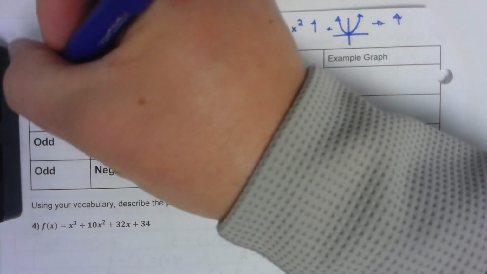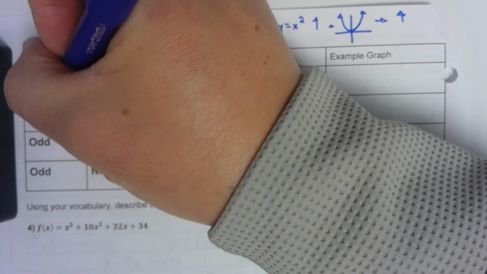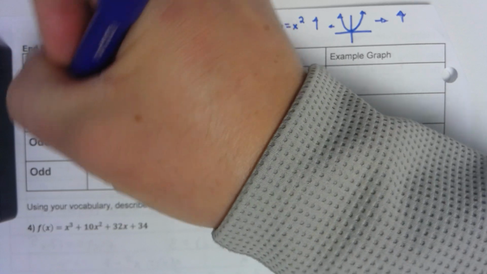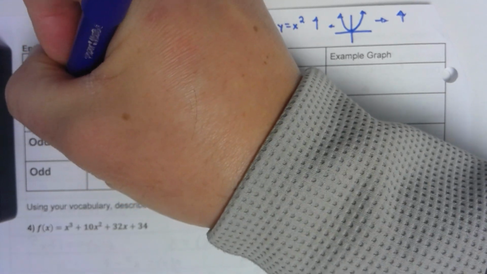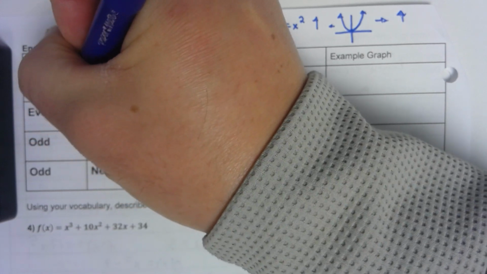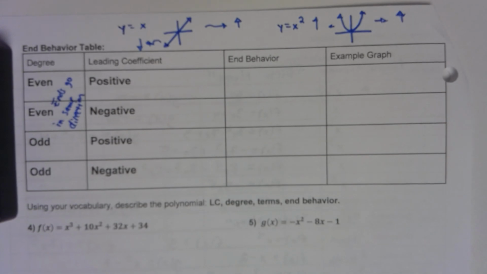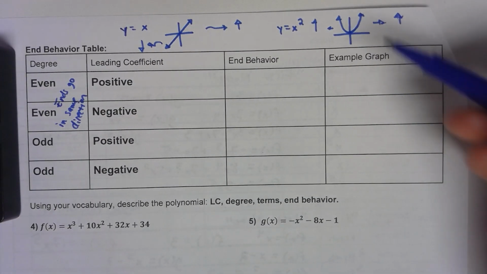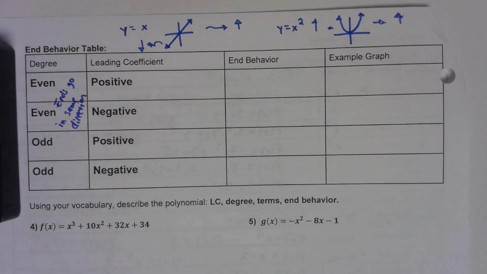Let's make a note of that. So even, ends go in same direction. Like the x squared. That's an even degree. 2 is even. Both ends are going up. So for an even degree, the ends are either both up or both down.